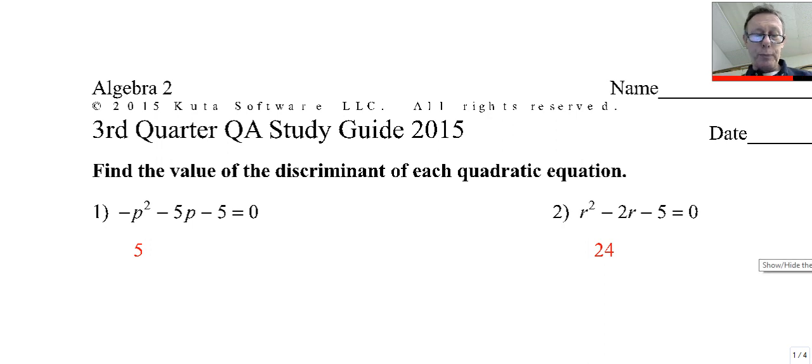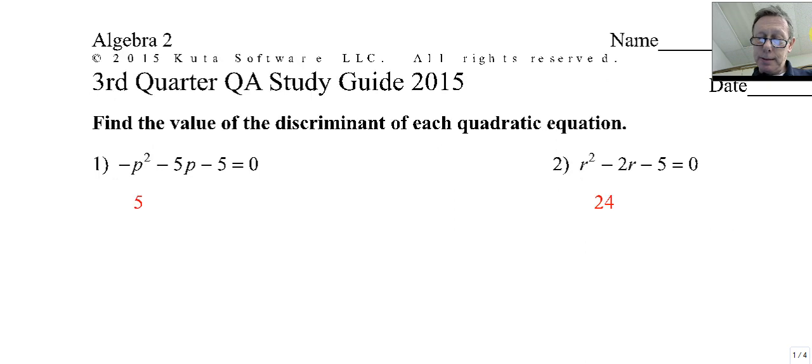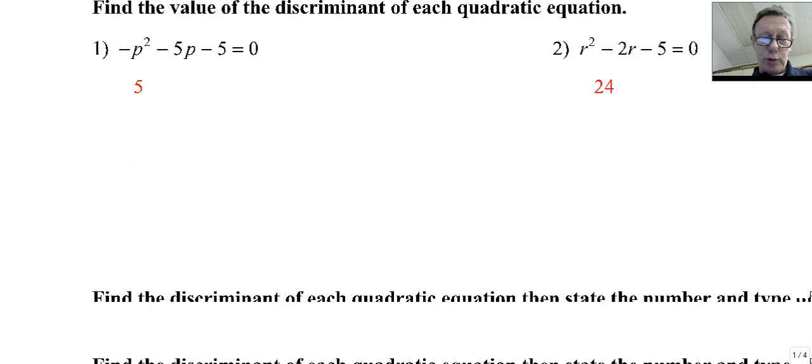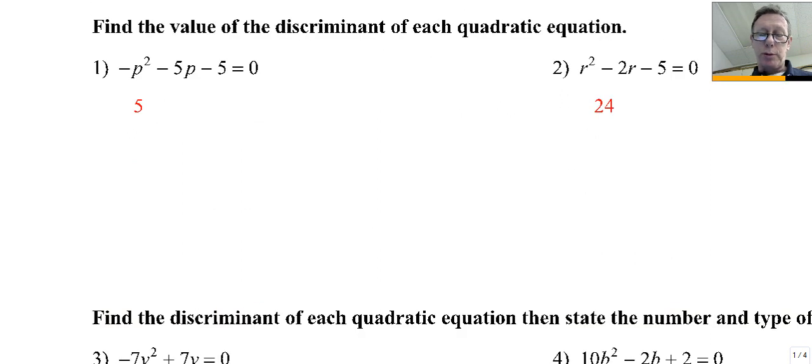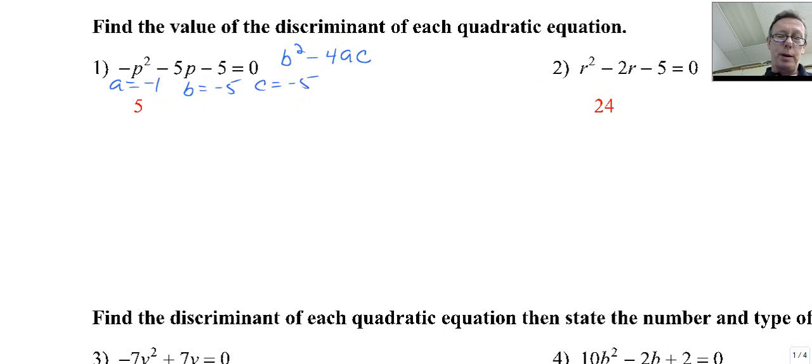Okay, I'm going to work out the study guide. First problem is to find the discriminant for those two equations, and the discriminant is b squared minus 4ac. So let's go ahead and put some numbers in there. So a in this occasion is -1, b is -5, c is -5. So let's put those numbers into the discriminant.